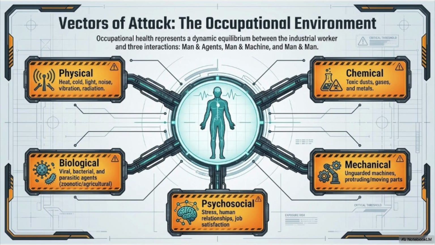Workers are exposed to different types of occupational hazards depending on the nature of their work. These hazards are broadly classified as physical hazards, chemical hazards, biological hazards, ergonomic hazards, psychosocial hazards, and mechanical or accident hazards. Each type of hazard affects workers differently and requires specific preventive measures. Let us first understand physical hazards. These include heat, cold, noise, vibration, radiation, poor illumination, electricity, and abnormal atmospheric pressure. Physical hazards are among the commonest causes of occupational illness and reduced work efficiency.